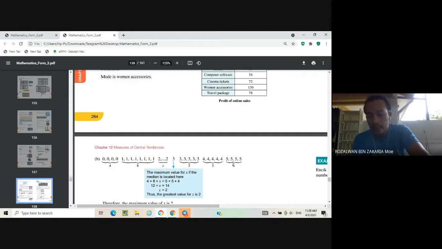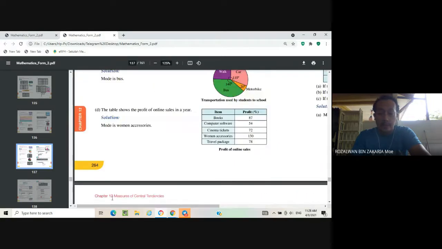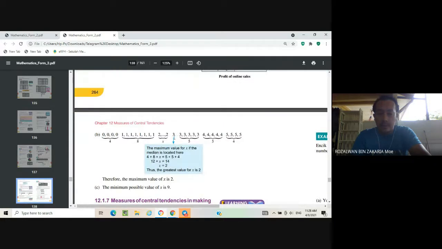Okay, next, what to do? Again, we read the question. The question says, if the median for the frequency distribution is 3, calculate the maximum value of x. So look at this one. The 3 is the median. So the first number 3 here, you place at the middle, because the 3 here is the median for this question B.